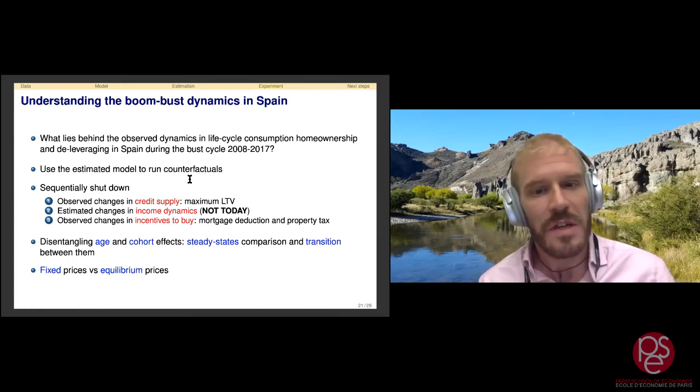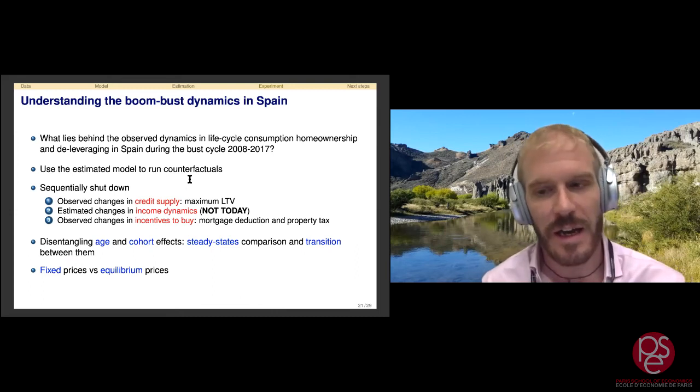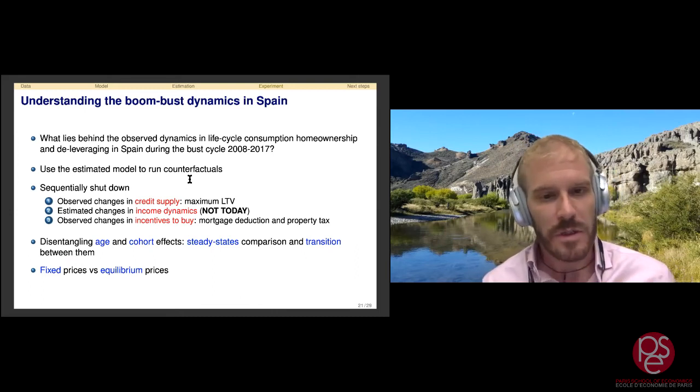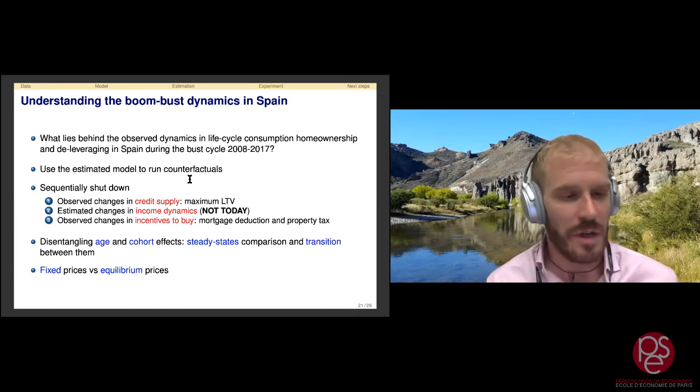So we're going to try to disentangle in some way age and cohort effects, comparing different steady states with the transition between them.